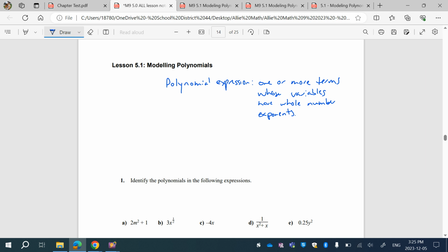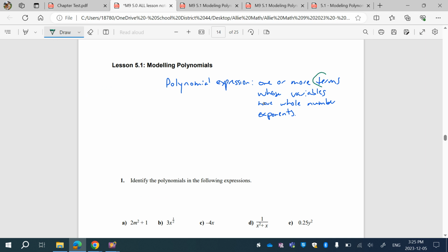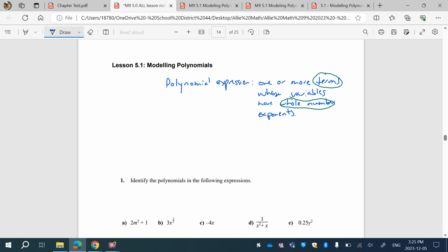Okay, so there's a few things I think we need to unpack here. I would say the word terms, and also I want to mention briefly whole numbers. Integers are positive and negative counting numbers, but whole numbers are our positive counting numbers and 0. So 0, 1, 2, 3, etc. So not negative and not fractions.